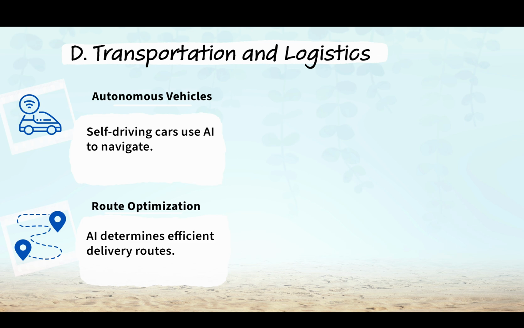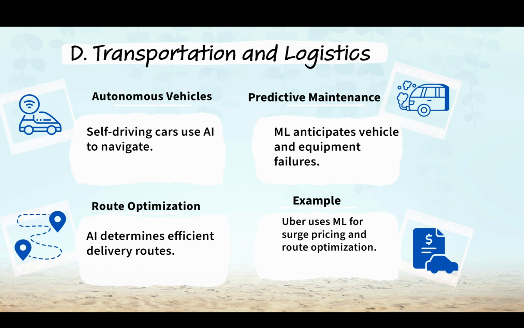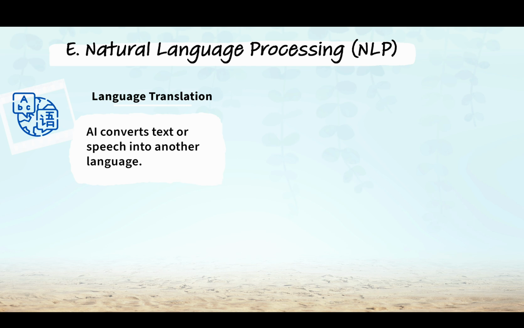improving overall operational efficiency. Predictive maintenance: machine learning models are used to predict when vehicles or equipment will require maintenance by analyzing historical performance data. This helps transportation companies anticipate failures before they occur, reducing downtime and maintenance costs. Example: Uber uses machine learning for surge pricing and route optimization during high demand periods. Uber's algorithms adjust prices in real time, ensuring that riders are matched with available drivers more efficiently. Additionally, Uber's ML-powered system optimizes routes for drivers, reducing wait times and improving the overall experience for both riders and drivers. E. Natural language processing (NLP).